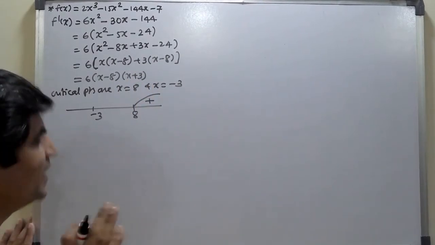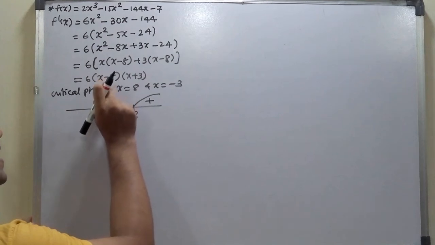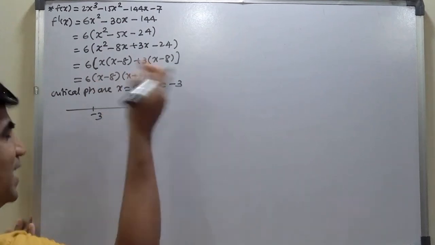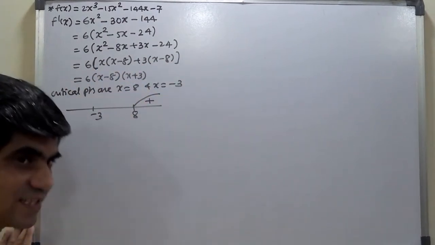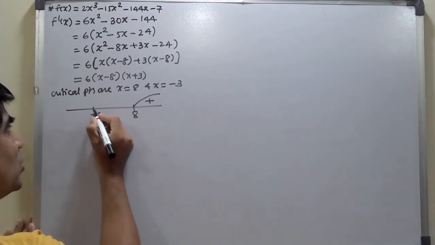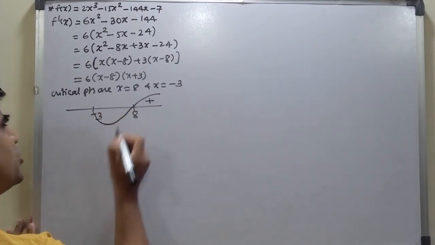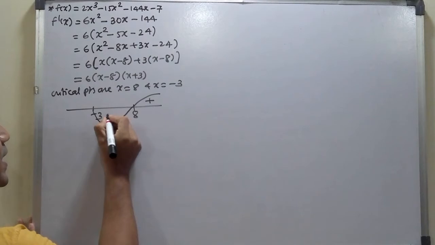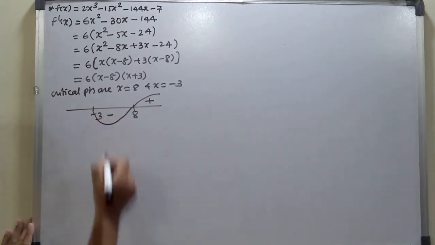Agreed? Yes or no? Minus 8 into 3 is minus 24. Minus 24 into 6, minus. So it is negative, so it comes below. I told you I will show you. That is why I am doing this. So here it came.